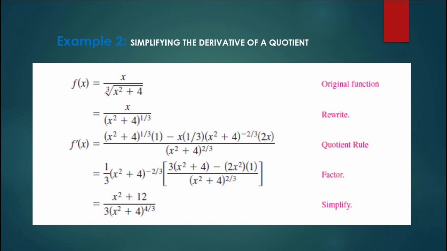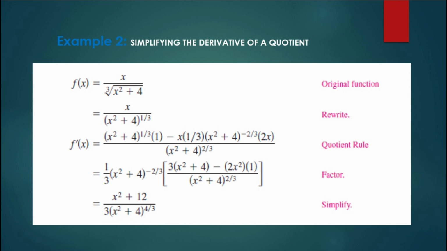So by using the quotient rule, we first get the f prime, and now it's equal to the quantity x squared plus 4 raised to the power of 1/3 times 1, minus x times 1/3 times the quantity x squared plus 4 raised to negative 2/3 times the quantity 2x.